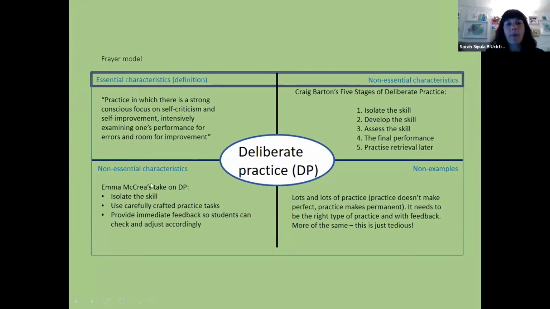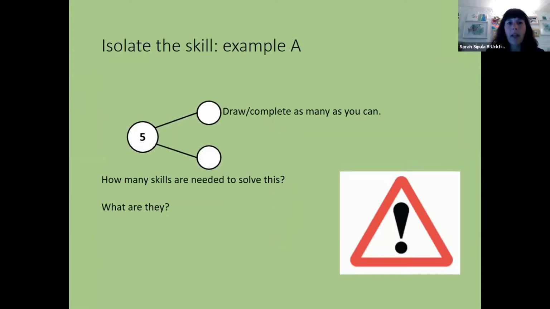So we're going to hone in on a particular part of that, and we're going to look at isolating the skill, which both Emma and Craig agree on as being an essential characteristic of deliberate practice. If you haven't come across isolating the skill before, I've got an example here for you, and it's a really simple example, but you could make it more complicated. The number 5 is in a part-part whole diagram, and the question is just to complete as many as you can. When we talk about isolating the skill, we want to think about how many skills are needed to solve this problem and what all of those skills are. And we might want to think, if a teacher who taught year 2 was teaching this, how would they break that problem down into tiny steps, so that there are no gaps between those steps and every child can achieve it.